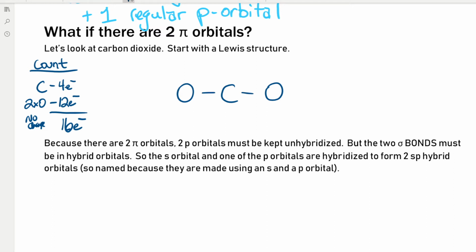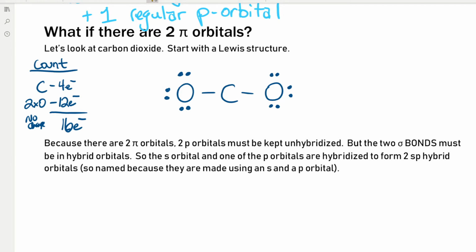Now we go and add our electrons, and we complete the octets. So 1, 2, 3, 4, 5, 6, 3 more pairs there, and 3 more pairs here brings us to 8 and 8. That brings us to 16 electrons, right? 2, 4, 6, 8, 10, 12, 14, 16.